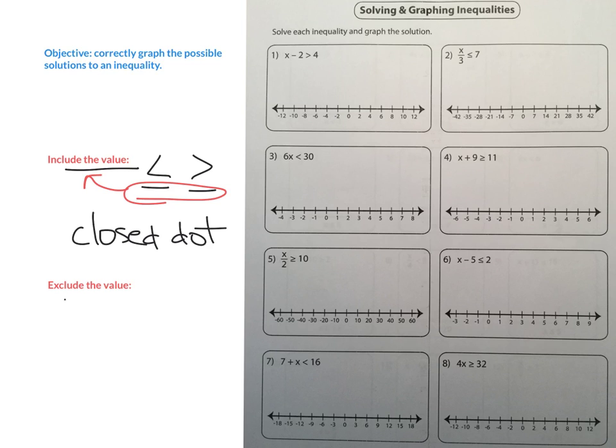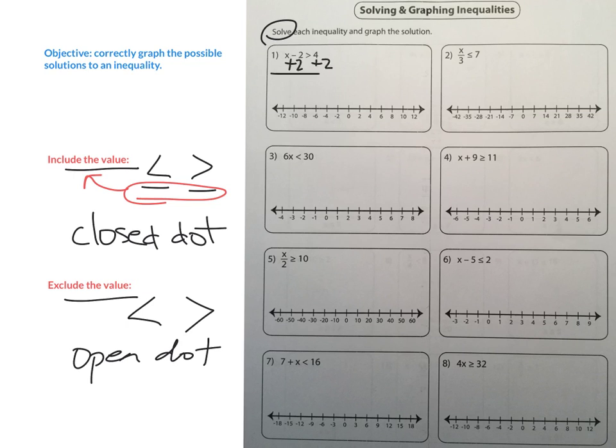If you are looking down here and you're trying to exclude the value, you're going to see inequality signs that are just something less than or something greater than. It can't be equal to the value, so you're not including it, you're excluding it. And in order to show that, you're going to use what we just call an open dot. So in looking at your examples over here in the first problem, first thing you want to do is go ahead and solve, which we just practiced. So you would add 2 to both sides of the inequality.